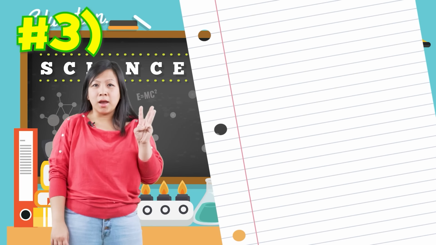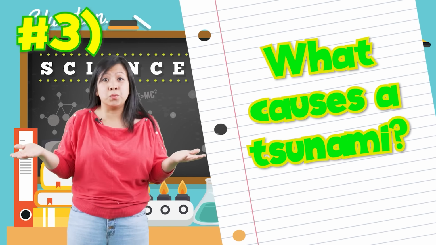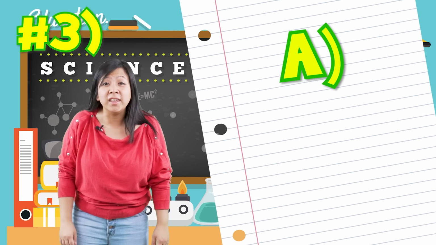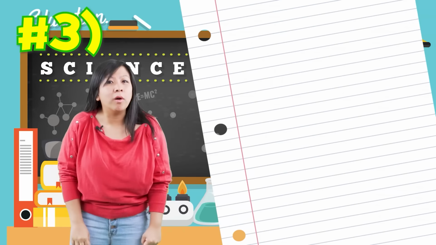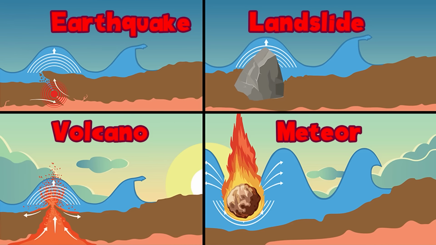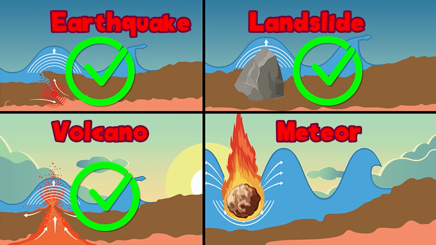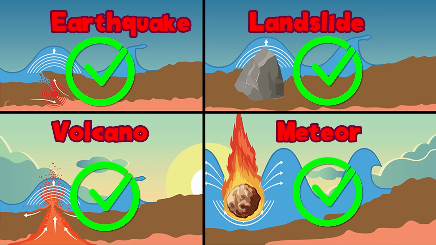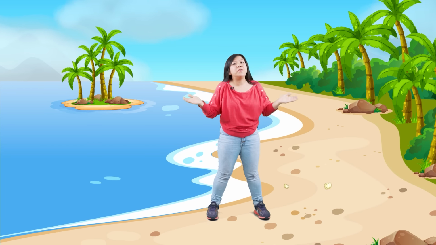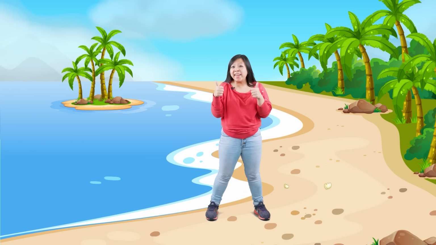Question number three, what can cause a tsunami? Is it because of A, an angry whale? Or is it because of B, earthquake, underground volcano, landslide, and meteors? Did you guess it? The answer is B. What causes a tsunami? Earthquake, underground volcanoes, landslide, and meteor. Yay, you guys did so great. And if you didn't get all the answers right, it's okay, you can try again.